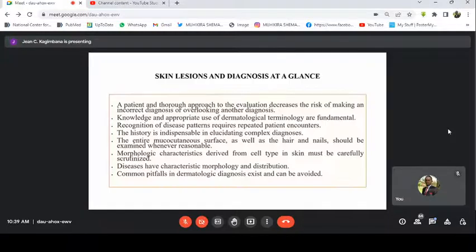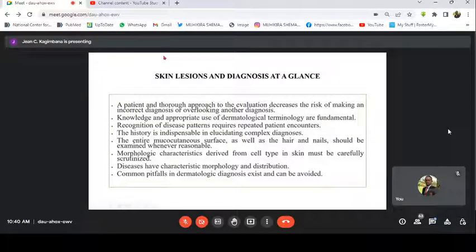Now, from the structure and function of the skin, we have to go to the skin lesions and the diagnosis at a glance. When we go to the skin condition, it has to be described in a language that everyone should understand, which is a standard terminology.